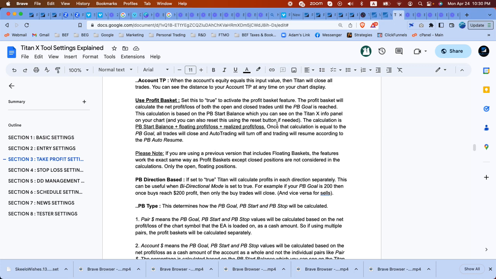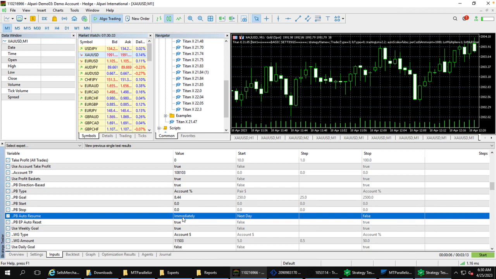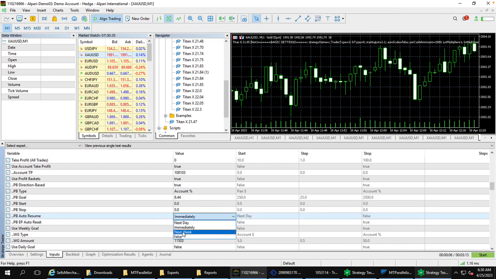Okay. Yep, so once that calculation is equal to the profit basket goal, just like we went over, all trades will close, auto trading will turn off, and trading will resume according to the profit basket auto resume setting. Okay, and so that's a separate setting here. Profit basket auto resume. We have immediately, next day, next week, what have you there.